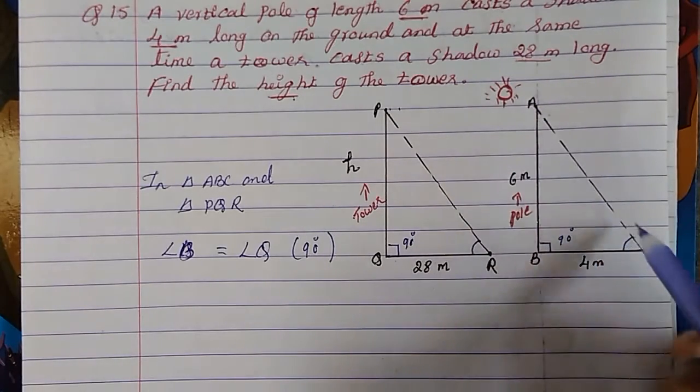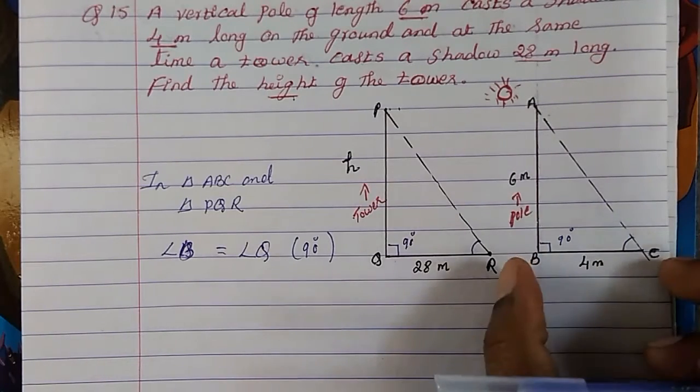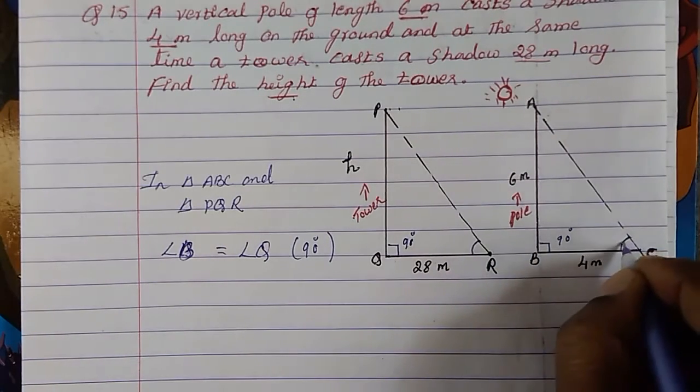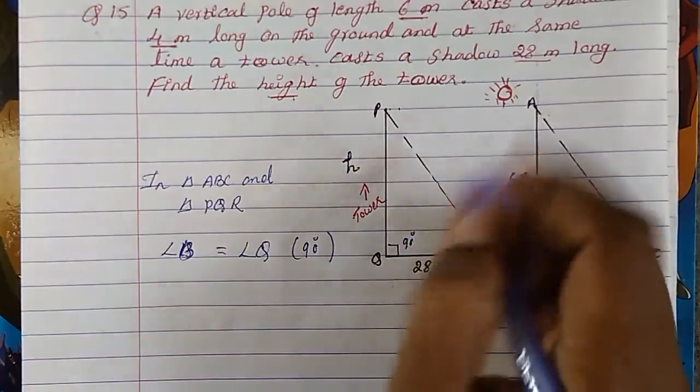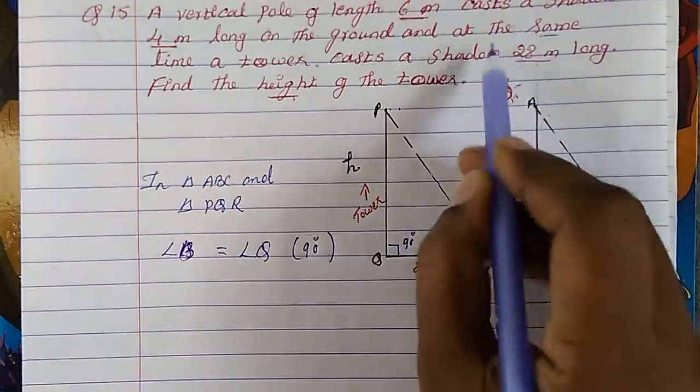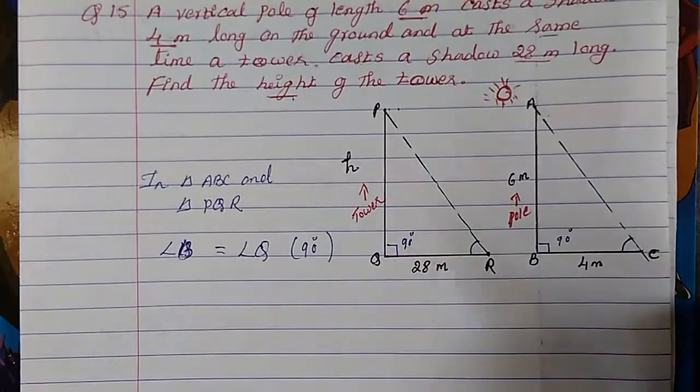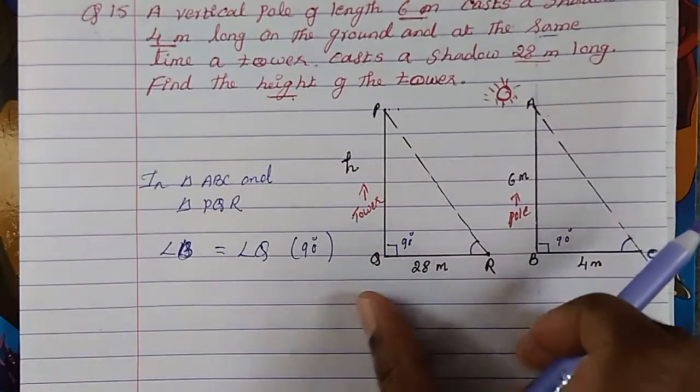So from the sun, a ray is coming and you have a ground level. The angle that is formed will be the same here also, because here also it is the same sun only. Same time only it is written, right? At the same time only the sun. Same time only here also the shadow is falling.